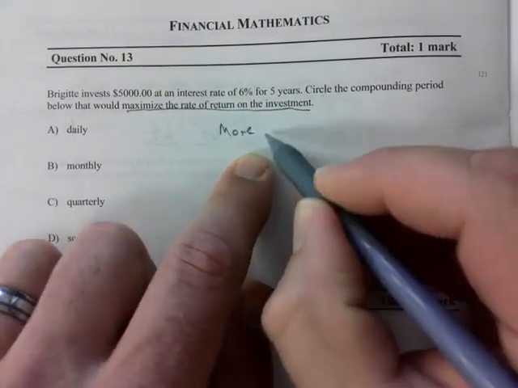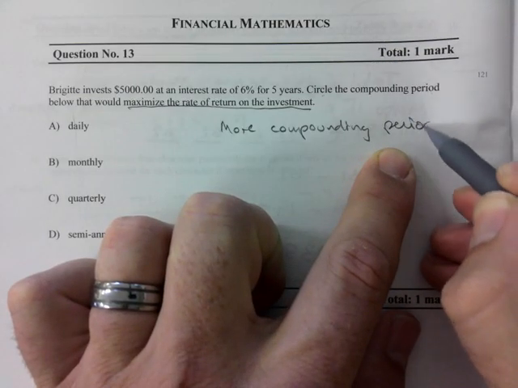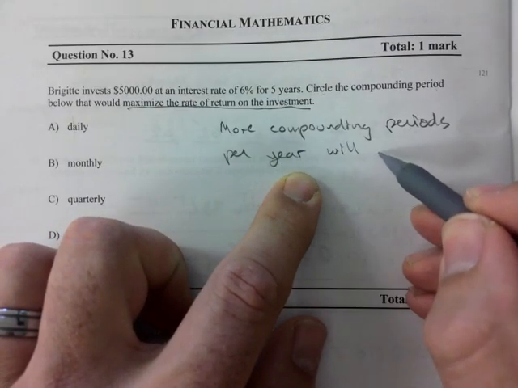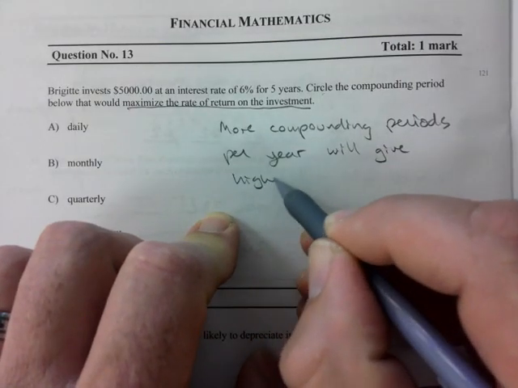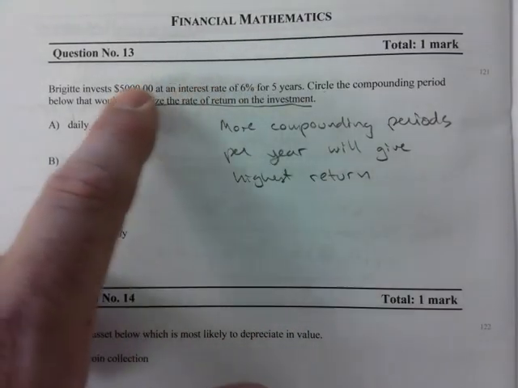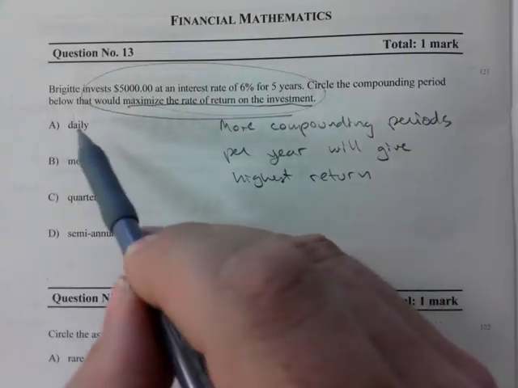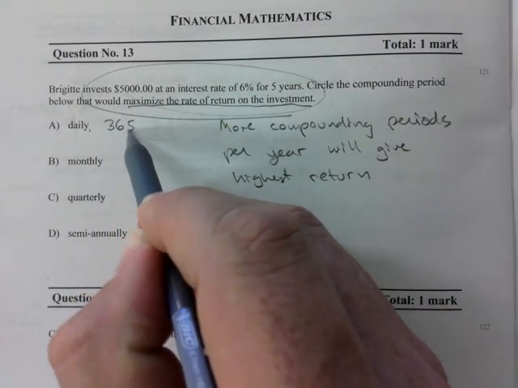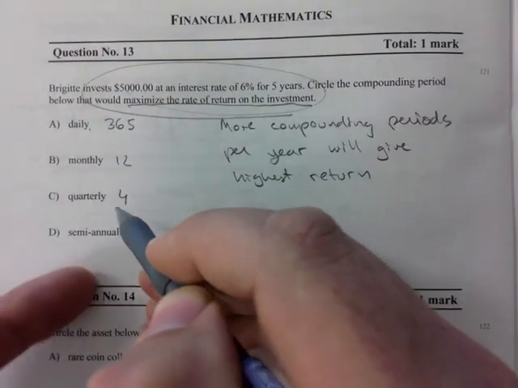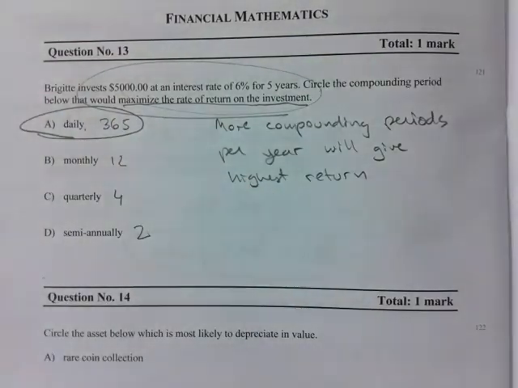More compounding periods per year will give the highest return. And I will say that is provided that the interest rate, the amount of time and the amount of money you put in are all the same. This one gives you 365 a year. Compounded, it's calculated 365 times, 12 times, 4 times, 2 times. So daily is your best bet. That's going to be the most.